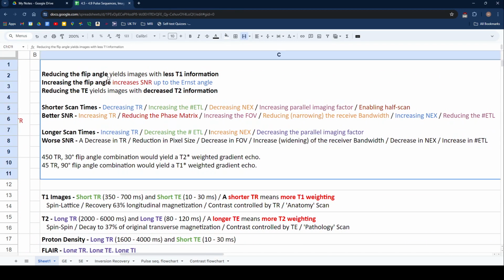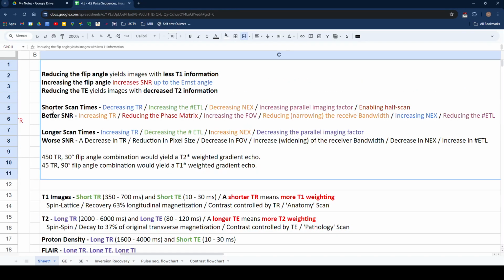Again, reducing the flip angle yields images with less T1 information. Increasing the flip angle increases the signal to noise up to the Ernst angle. Reducing the TE yields images with decreased T2 information.